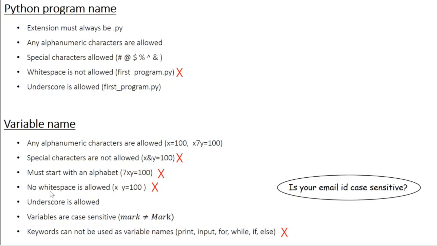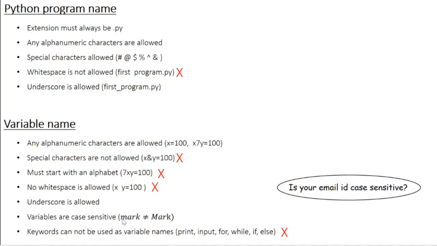Next, just like the program name, in the case of variable name also, white space is not allowed. So if you write x space y equal to 100, this is going to generate an error. Underscore is allowed as before. And another very important thing, most of the time students make mistake here, variables are case sensitive.